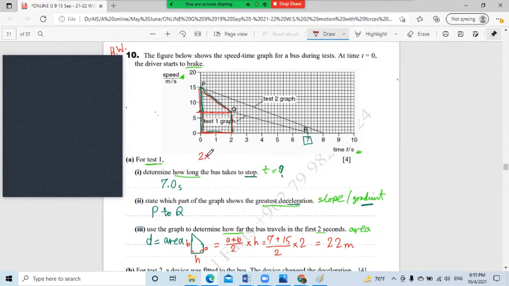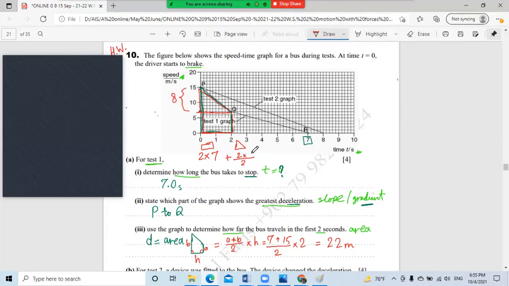2 times 7, this is the height, plus the rectangle, I'm sorry, plus the triangle. And the triangle is half base times height. So 2 times the height. How much is the height? Some students make a mistake and put 15. No, actually it's not 15. It's the distance from here to here, which is 8. So by doing that, the 14 plus 8 cancel out each other, and we get the same answer.